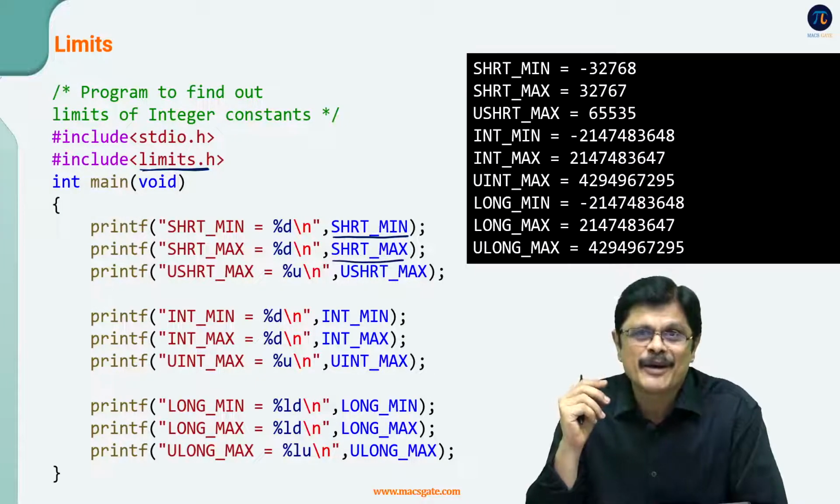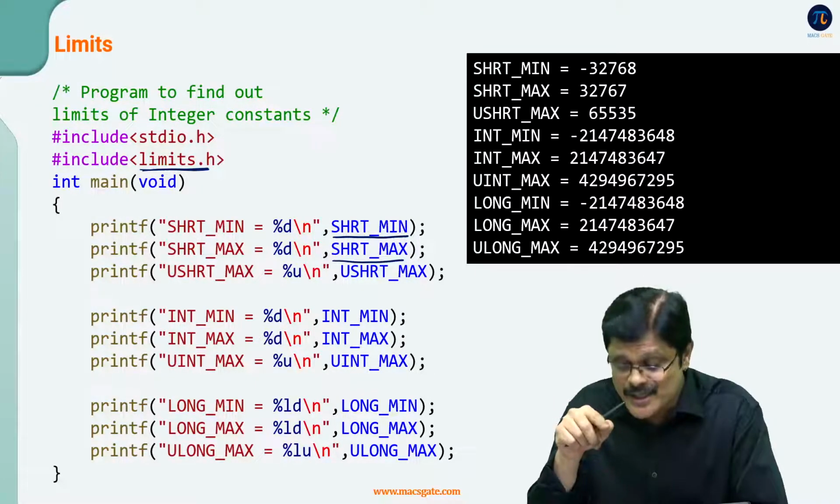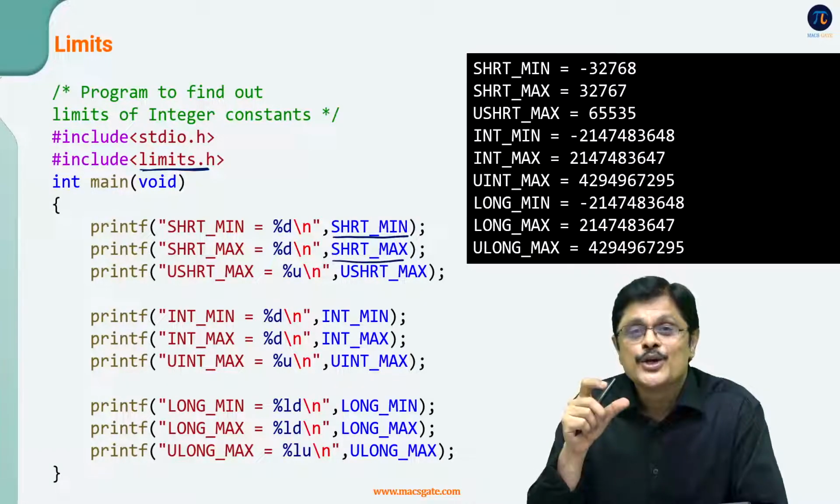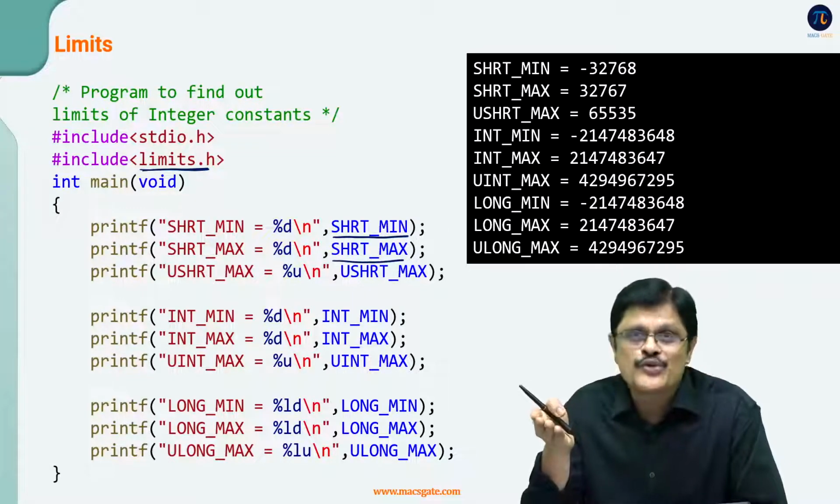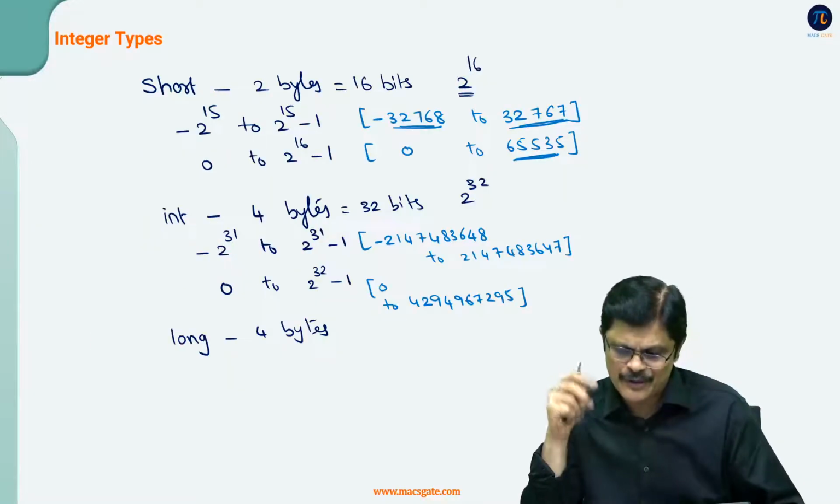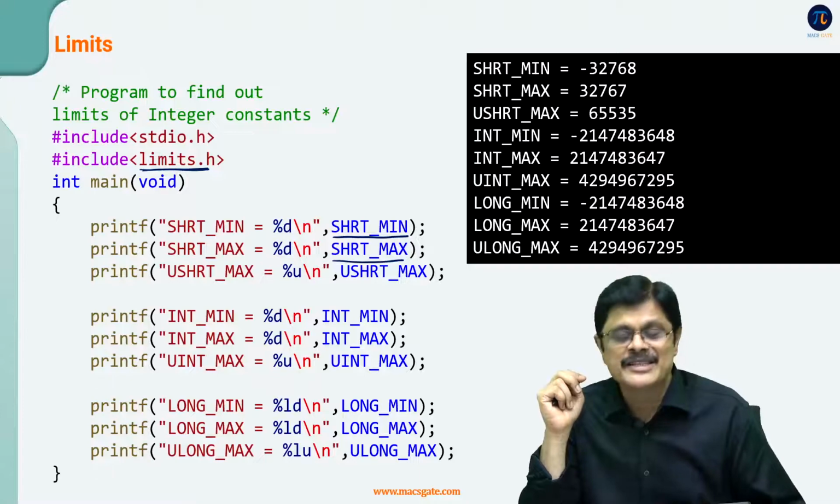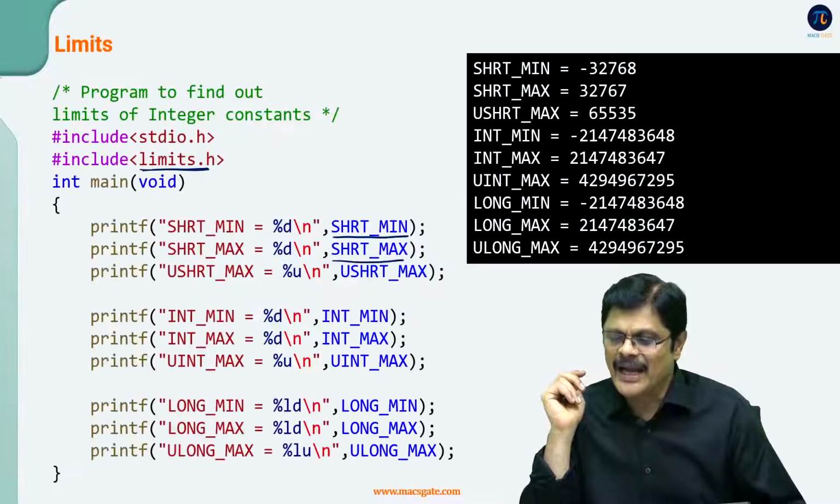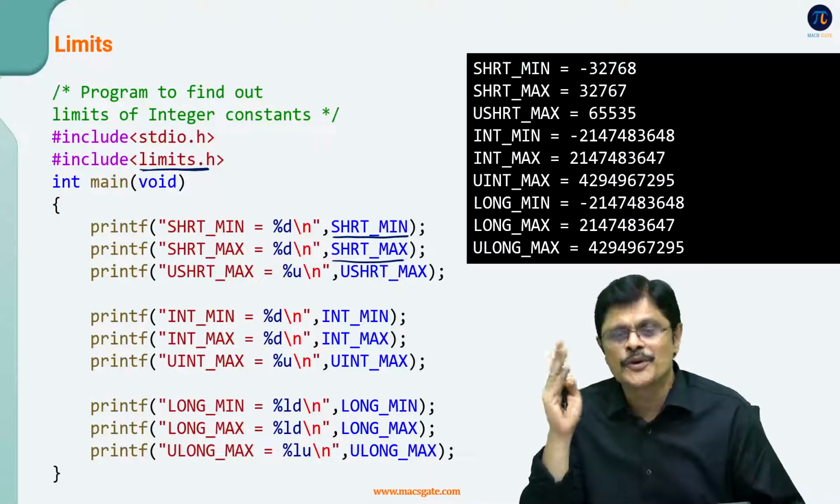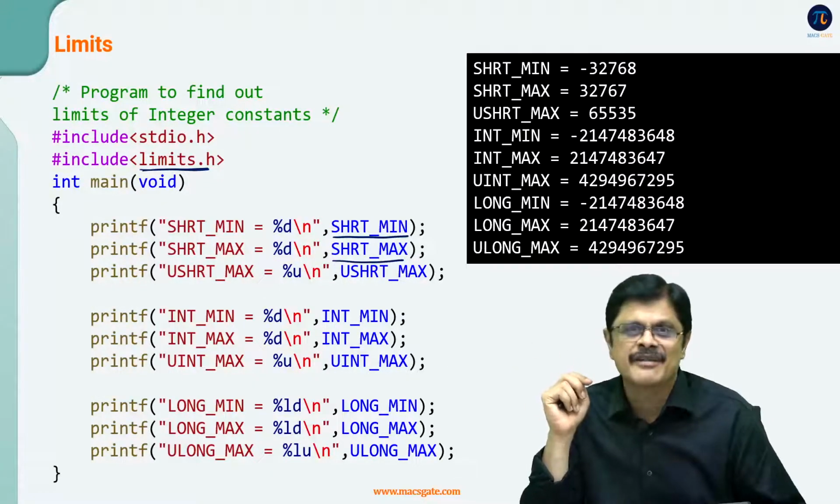What is the minimum value, what is the maximum value, and for unsigned short, that is USHRT_MAX. These are the preprocessor macros which are defined in limits.h. If you include limits.h in your file, you can get those values. Short minimum value is minus 32,768, that is exactly what we used, and maximum is 32,767, because it is 2 bytes. Obviously, you know that value. And unsigned means going from only 0 to the highest value, that will go up to 65,535.